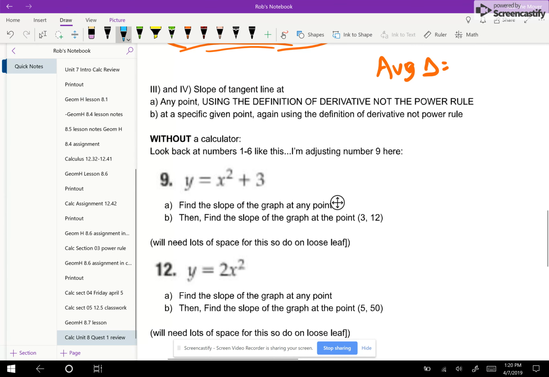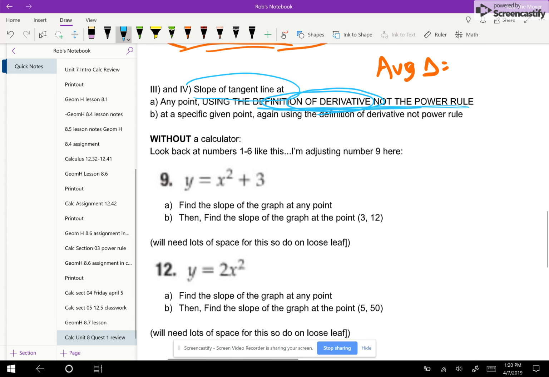Okay, next topic is slope of a tangent line using the definition. This is the one you guys struggle on because of all the algebra involved. They're longer problems. Okay, you're going to expect one of these on the quest because we've done a lot of it.